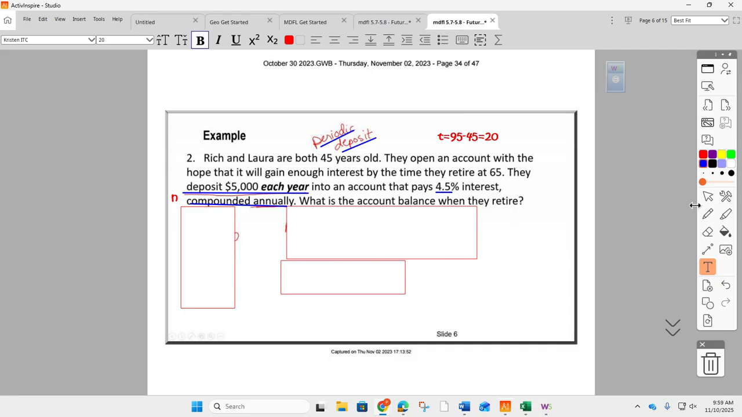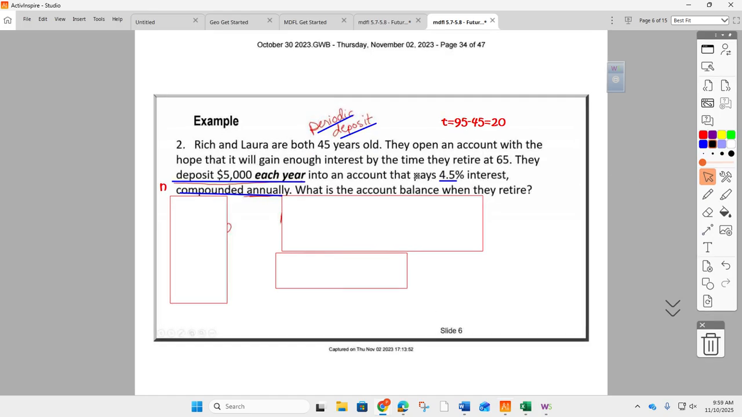So the question is, what is the account balance when they retire? If we know the payment, we're finding the future value of this periodic payment. We don't know what the future value is. That's what we're looking for. We know the payment's $5,000. We know the rate, remember, 4.5 divided by 100. Compounding annually means their N is 1, once per year, and for 20 years this money will be earning interest.